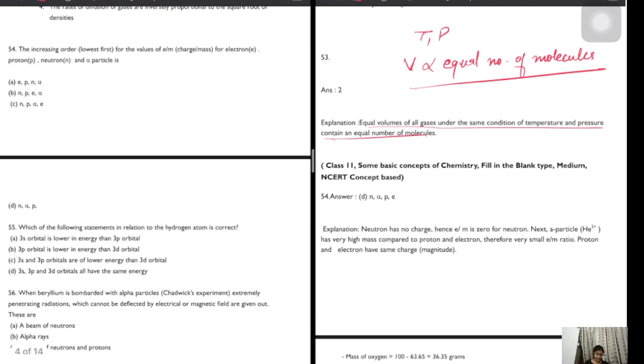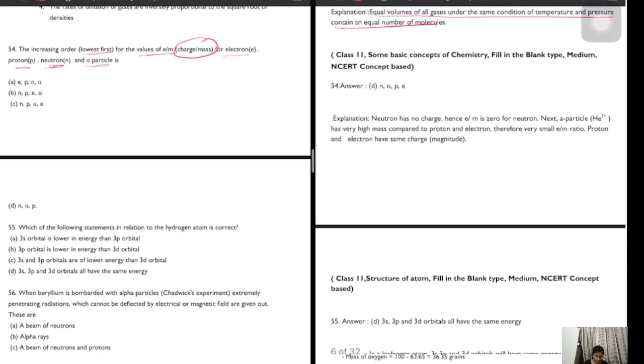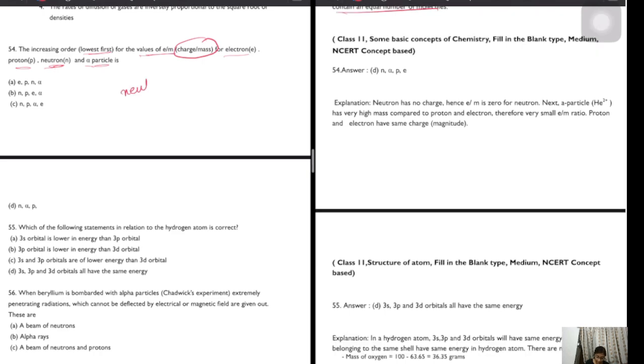The next question says the increasing order, lowest first, for the values of e by m, that is the charge by mass ratio, for electron, proton, neutron, and alpha particle is. See what we have to do. Let's see for neutron. This has no charge. It is neutral, right? So its e by m, that is charge by m, would be 0 by m, that is 0.